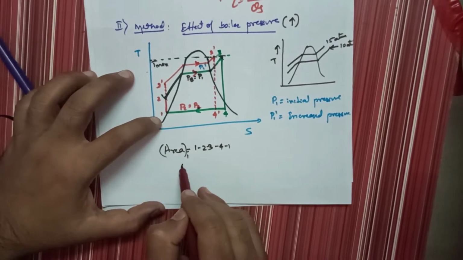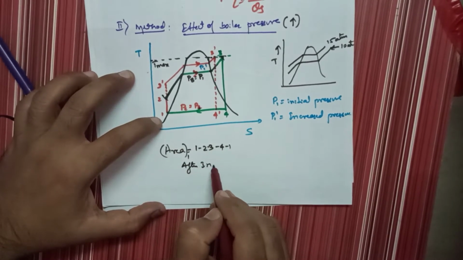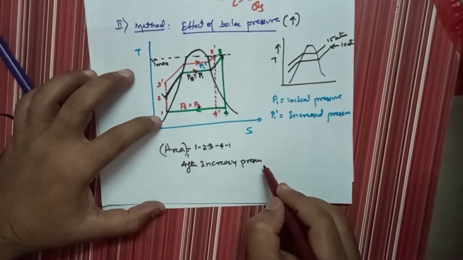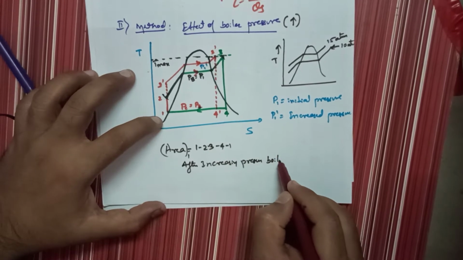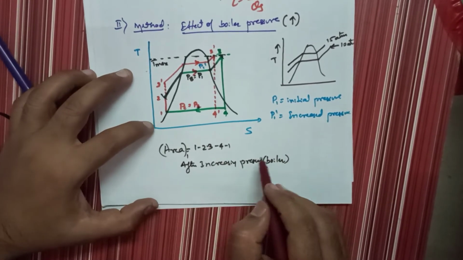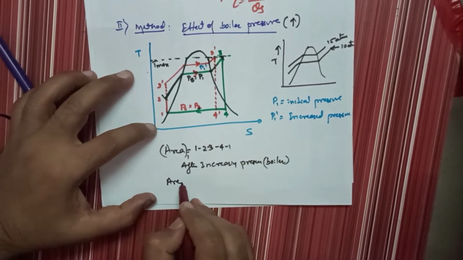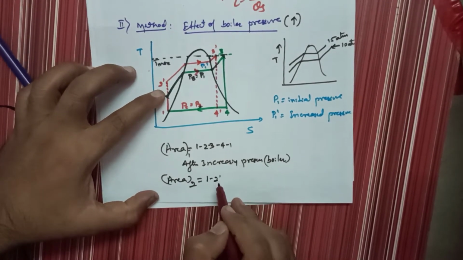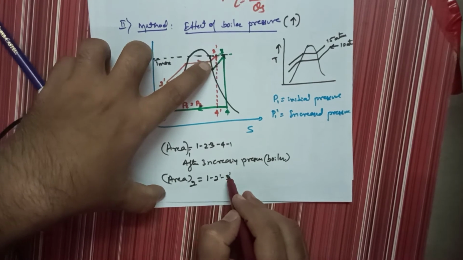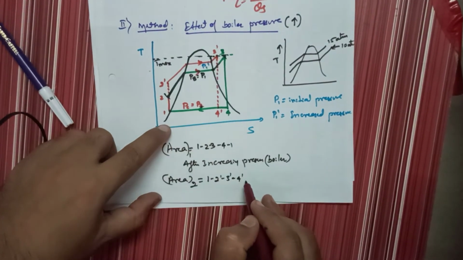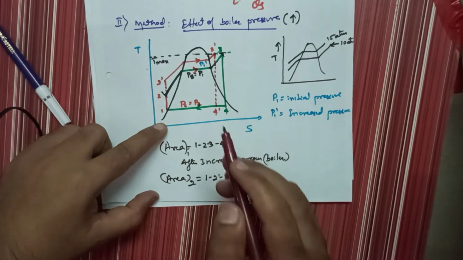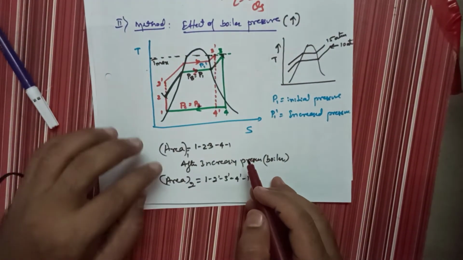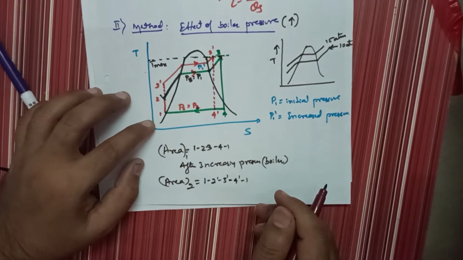After increasing the pressure, where, in the boiler, after increasing the boiler pressure, what is the area? That is 1, 2 dash, 3 dash, 4 dash and 1. So this area is increased. So when the area is increasing, the work done is more, okay.